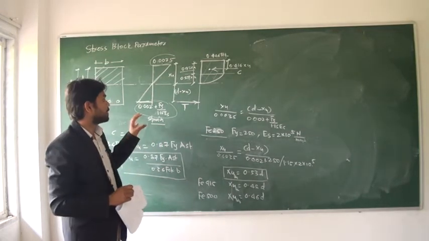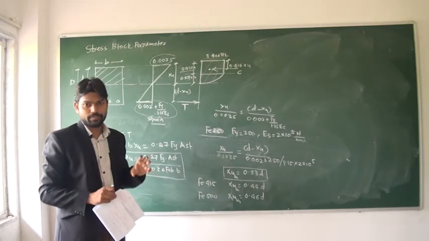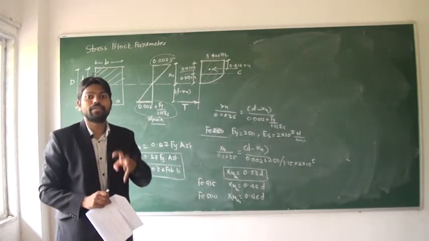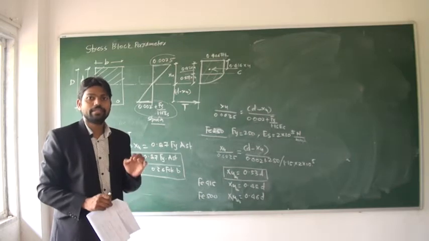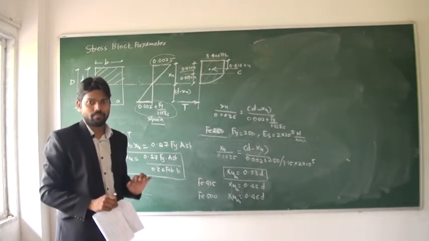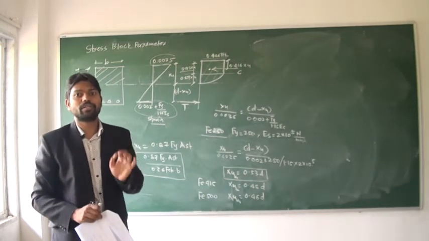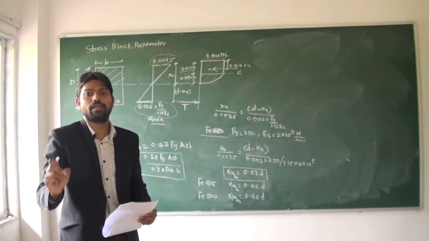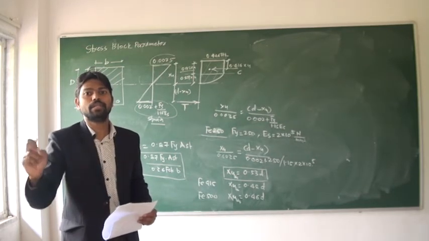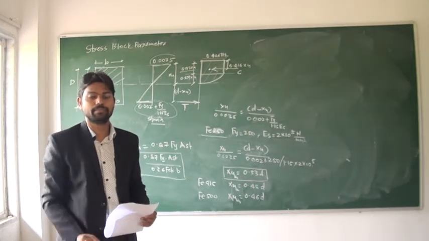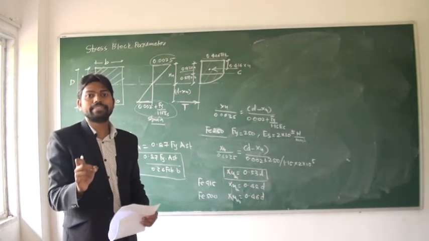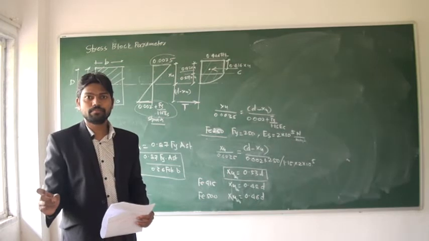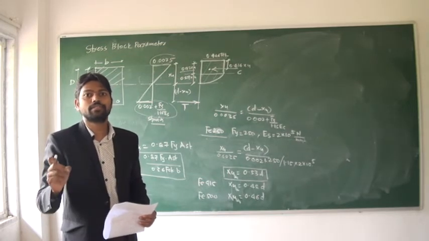Now how to decide that particular limit of reinforcement? What is the amount of reinforcement required for the balanced section? That is called the Pt limit, meaning the percentage steel limit. You cannot exceed that percentage steel limit.